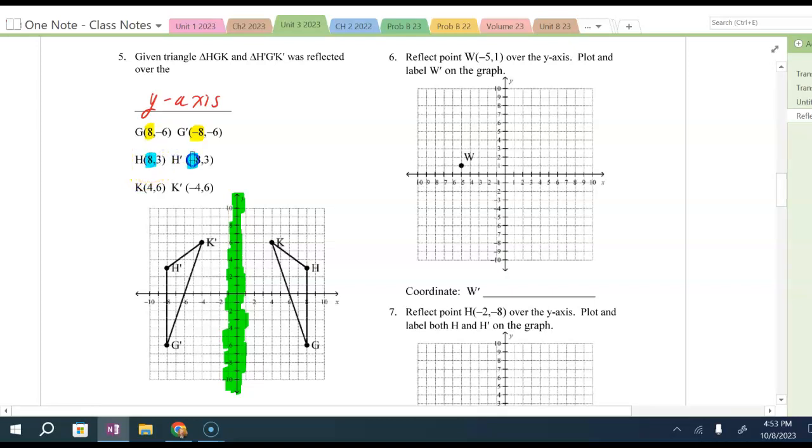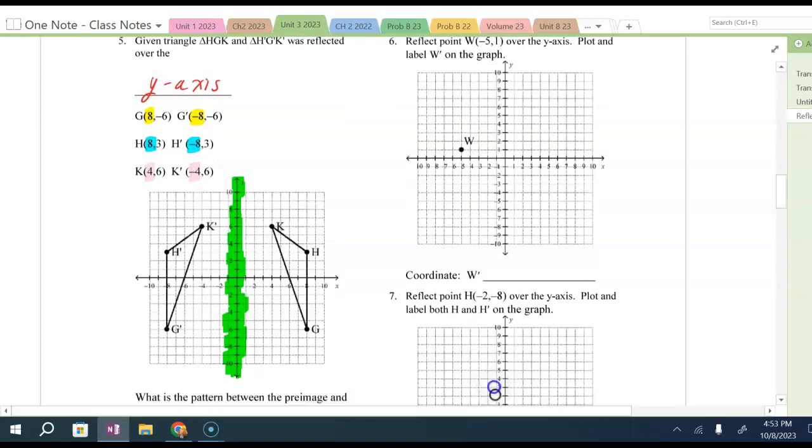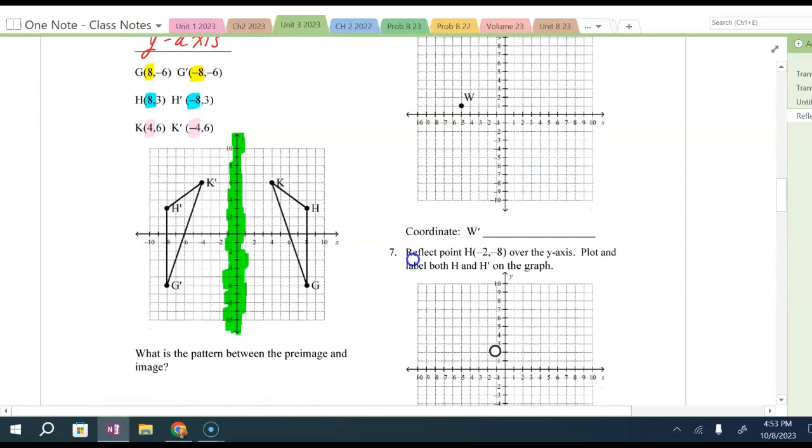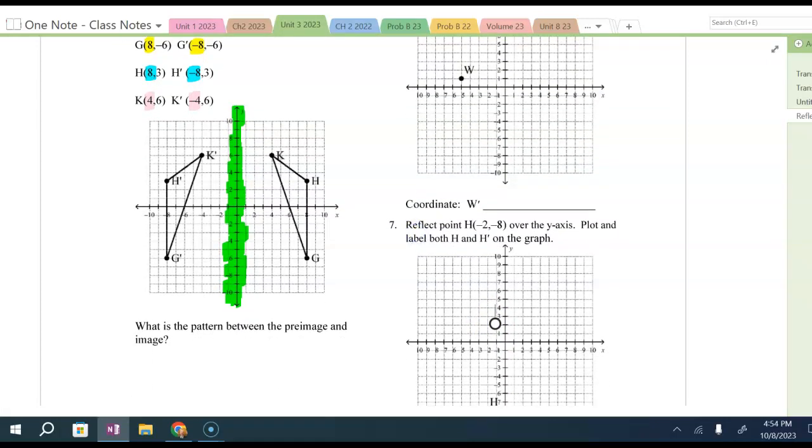Same thing with letter G, I took the opposite of the x value. And then in point K, notice I kept taking the opposite of the x value. The y value stayed the same. So what is the pattern when you reflect a graph over the y-axis? You take the opposite of the x value.